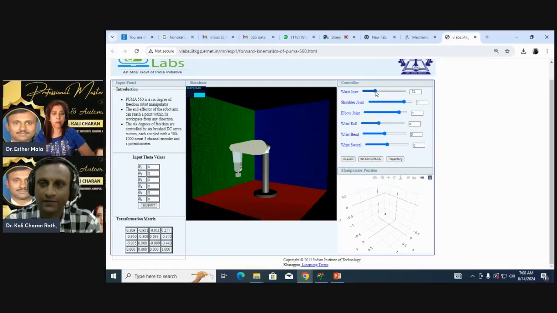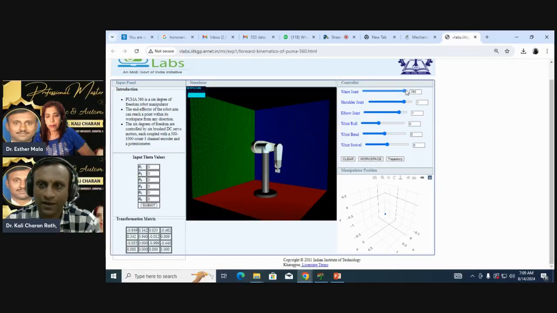Now you can see these are the joints. Six joints are there: waist, shoulder, elbow, then wrist roll, wrist bend, and wrist swivel. Now if you change the wrist joint, the angle range given is minus 162 to plus 160, right? If I change it, then my position changes. Clear? This is my position change.